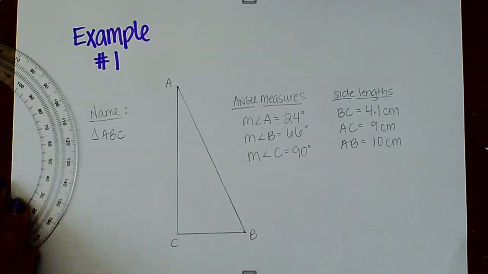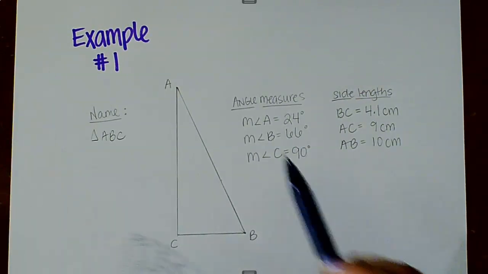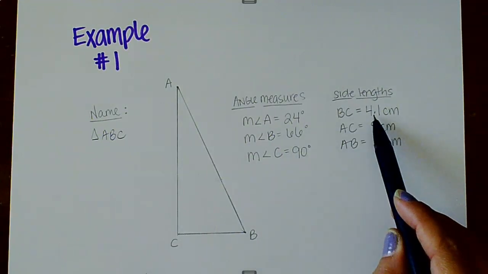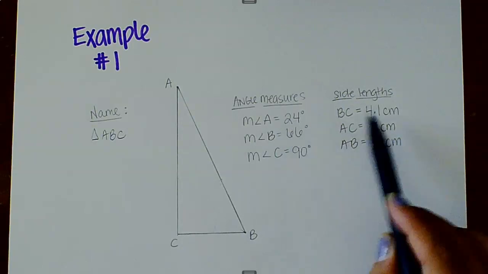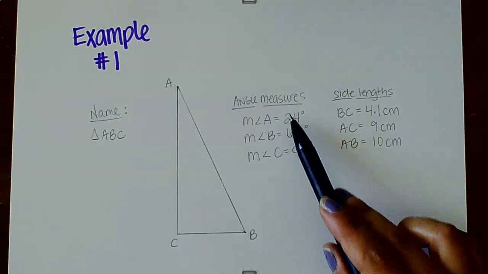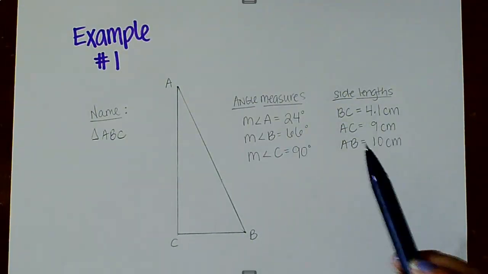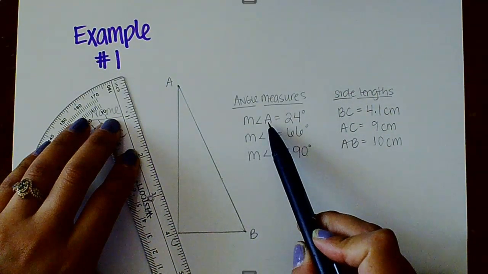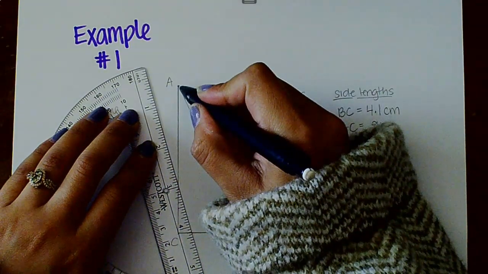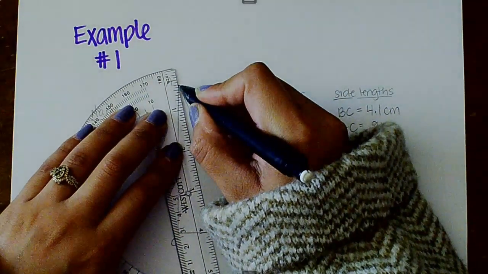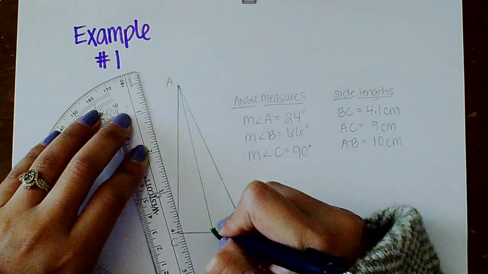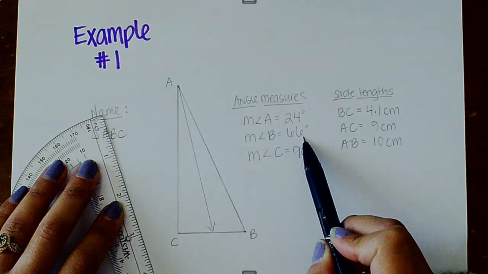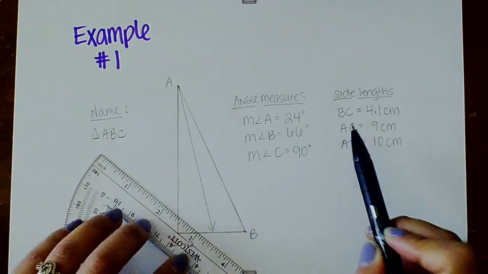Okay, so first things first, I want you to notice that measure of angle A is 24 degrees and the side BC is 4 1/10 centimeters. These are both the smallest measures on both sides, both the angles and the side lengths. And the relationship is that they are opposite one another. So angle A is opposite side BC. So if you want, you can even draw an arrow to show that they're opposite.